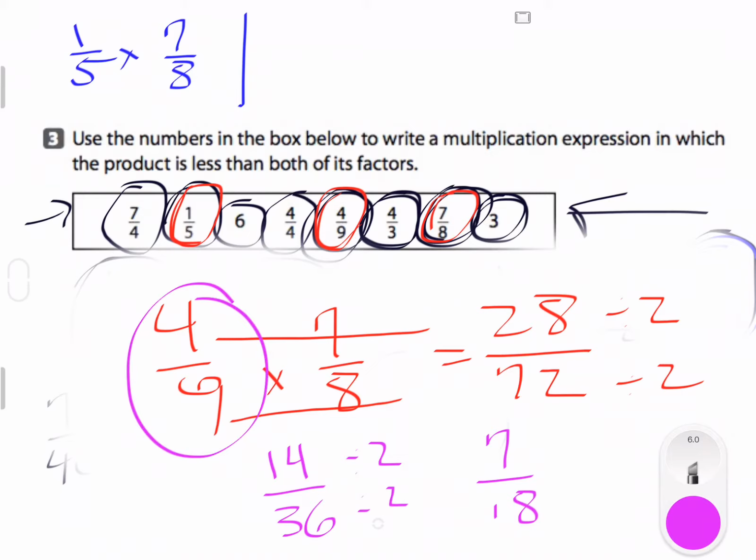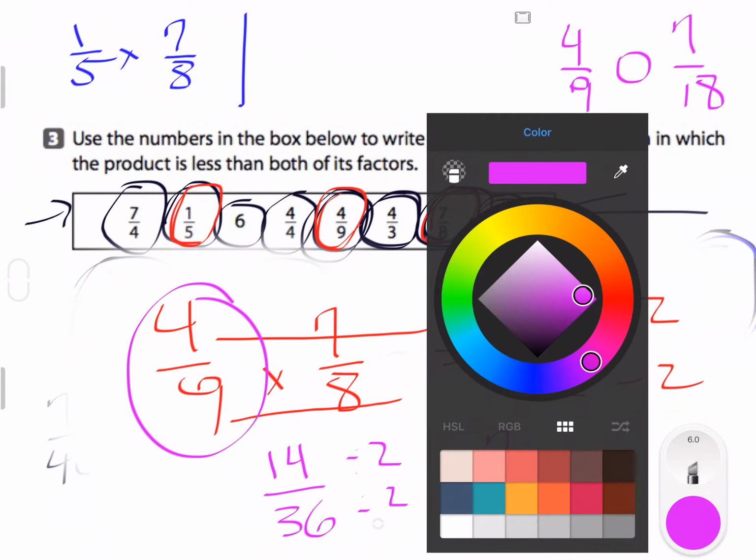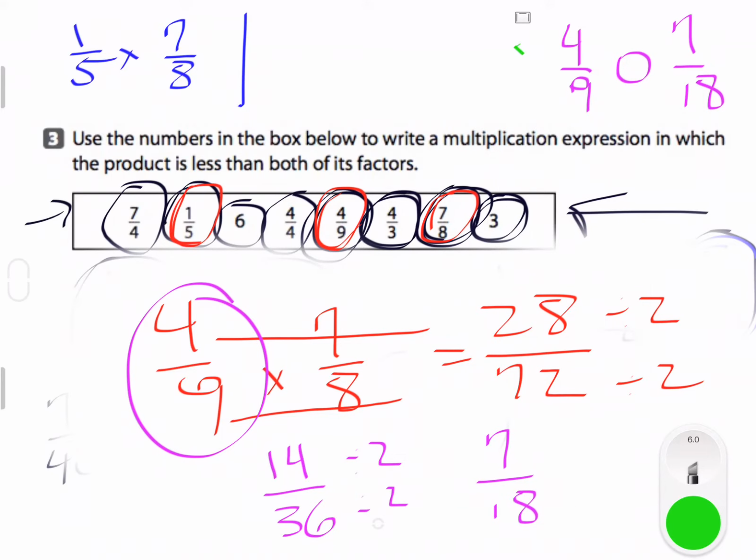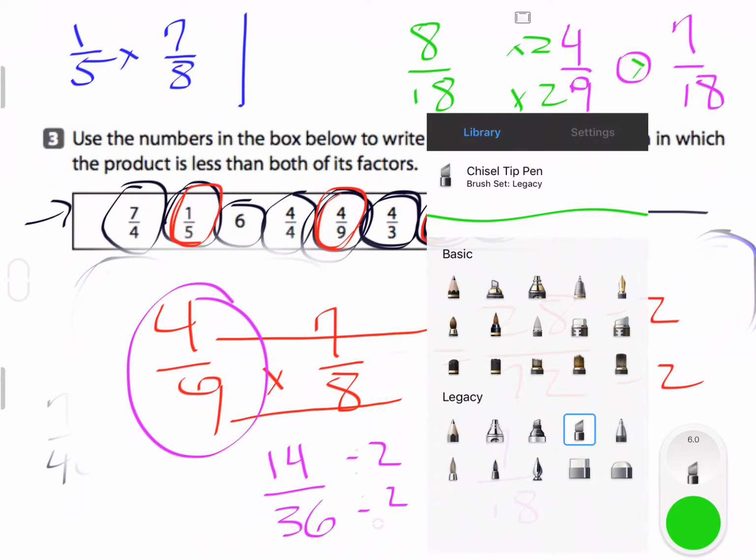All right, so 4/9 is greater than, less than, or equal to 7/18. To do this, we're going to have to convert 4/9 into 18ths. So we'll multiply the top and the bottom by 2. There we go, times 2. And that gives us 8/18, which is greater than 7/18, which tells us that the product is smaller than both of them. So this is a perfectly good one also.